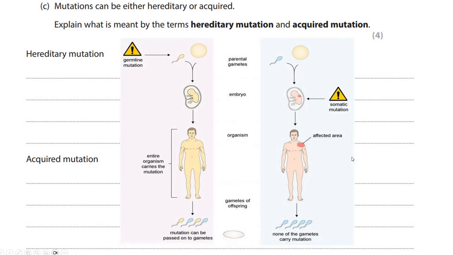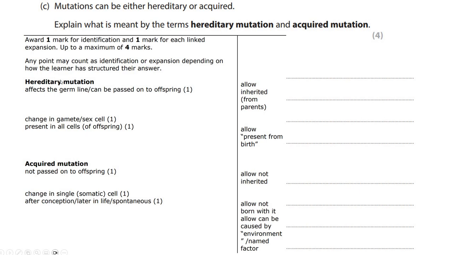So, a hereditary mutation affects the germline, or it can be passed on to the offspring. It can be inherited from the parents. It can be passed on to the offspring. Hereditary mutation is a change in the gamete or sex cell, so therefore it will be present in all cells of the offspring.